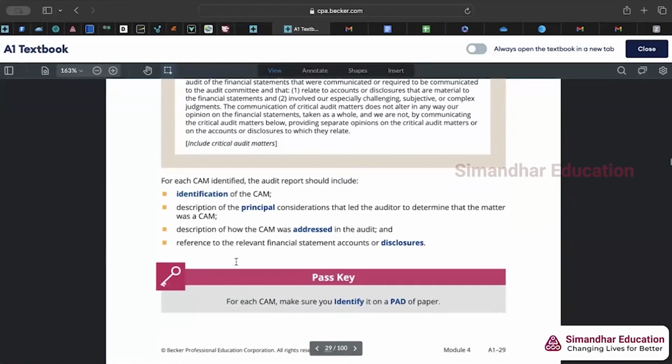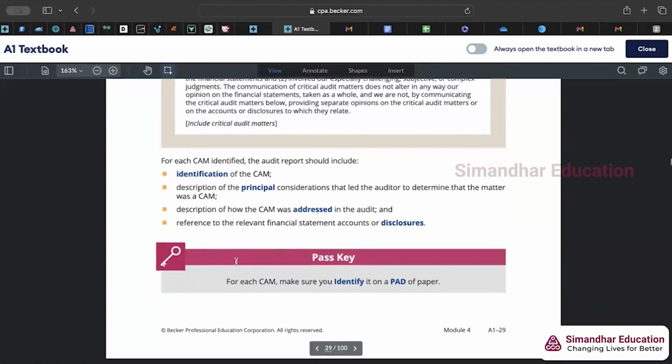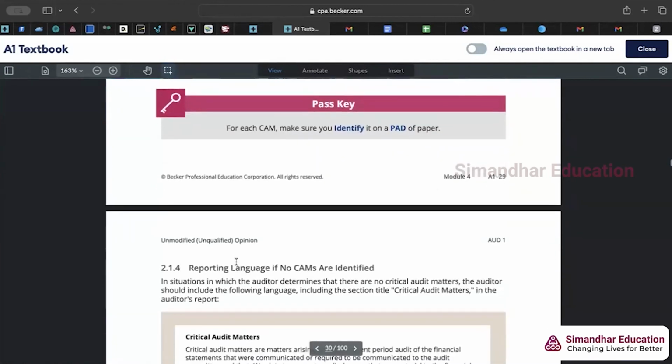For each CAM that is identified, you need to document the principal considerations that led you to determine that the matter was critical, how it was addressed in your audit, and the references to the disclosures in the financial statements.